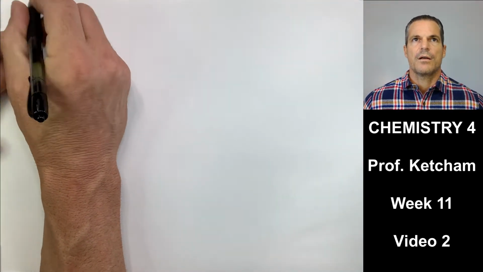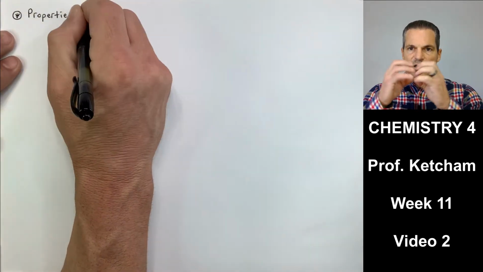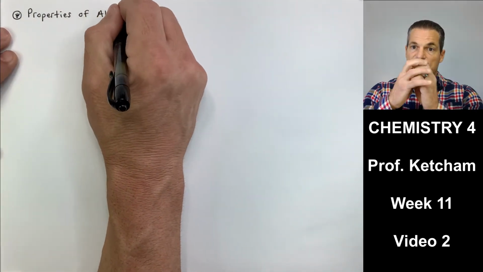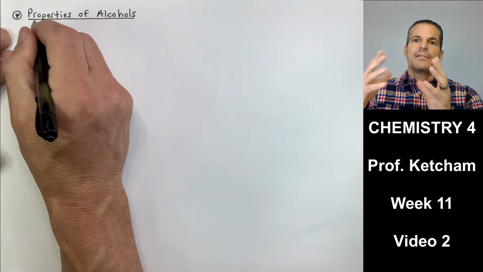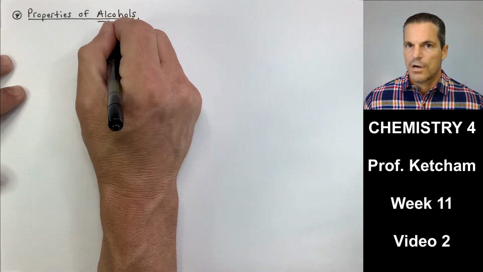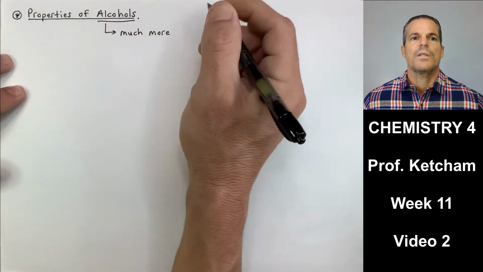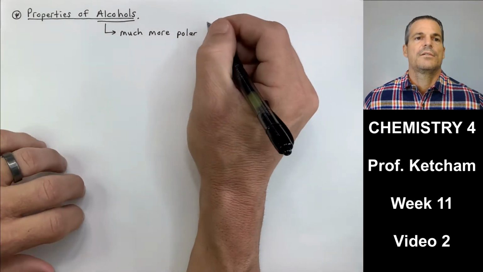So why am I writing R instead of carbon? Because it's a carbon compound. It could be a CH3, it could be an ethyl, a propyl, isopropyl, anything like that. That's all carbon based. All right, let's talk about some properties of alcohols.